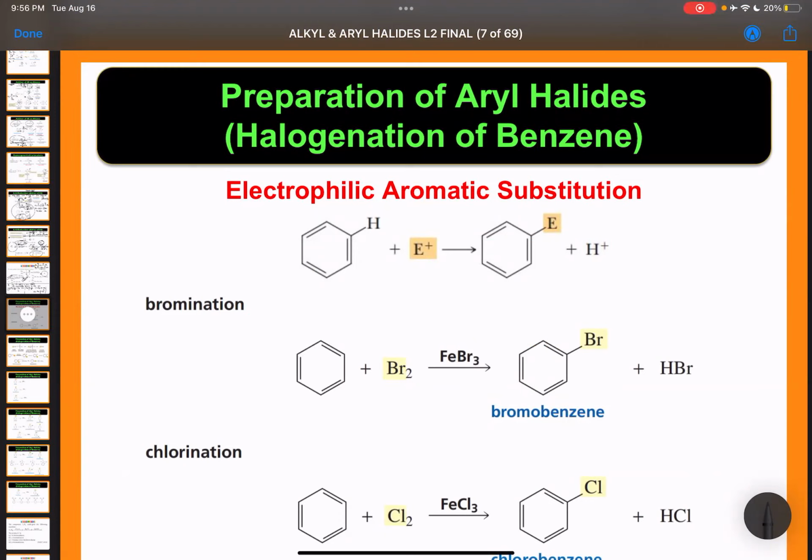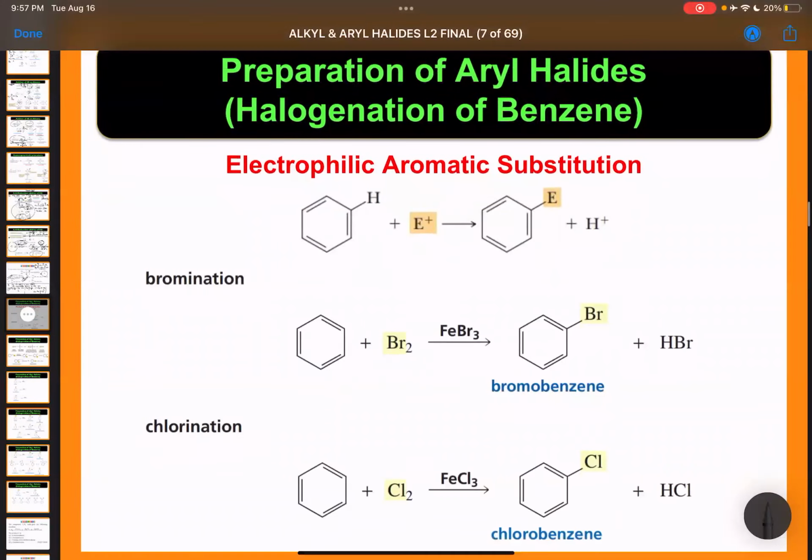Now, how do you prepare aromatic halides? That's the question. What do you think? You can tell me first. How do you put some group onto the benzene? Before discussing anything, benzene is an aromatic compound. What do you understand by aromatic compound? Smell. It is having a ring. Yeah, it is having smell, aroma.